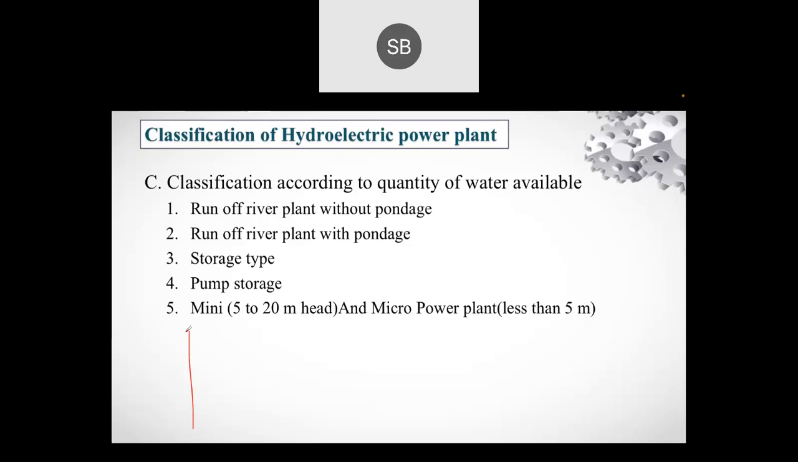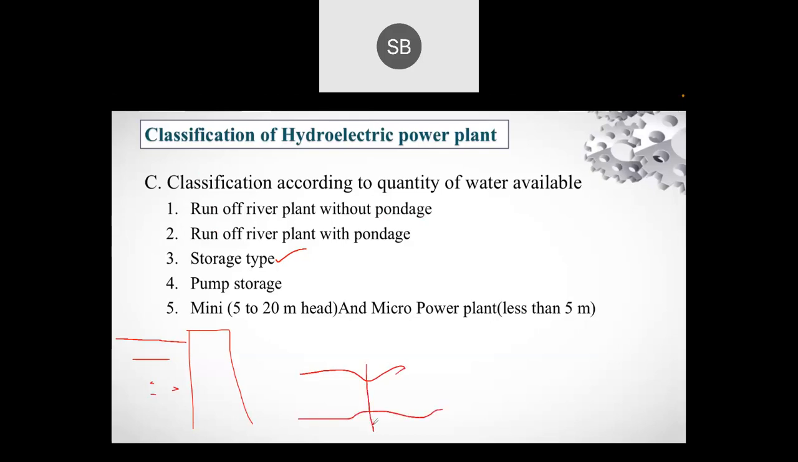The next classification is according to the quantity of water available. Generally, you have seen the large type of hydroelectric power plants, right? In that case, there is a dam and it stores a very large amount of water during the monsoon, and that water is used throughout the year. That is known as the storage type of hydroelectric power plant.